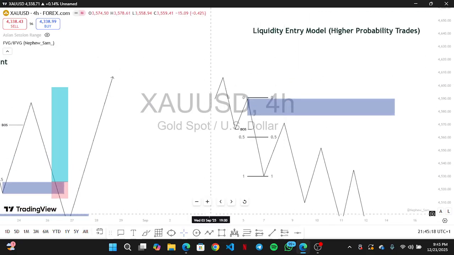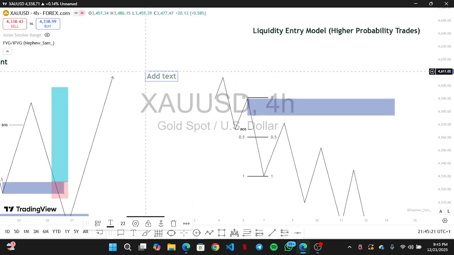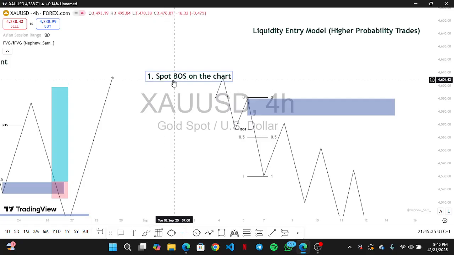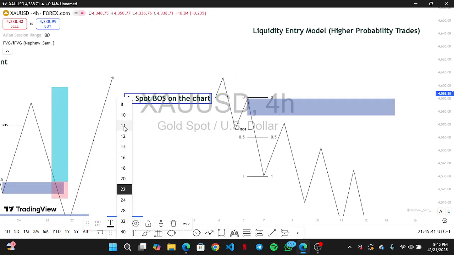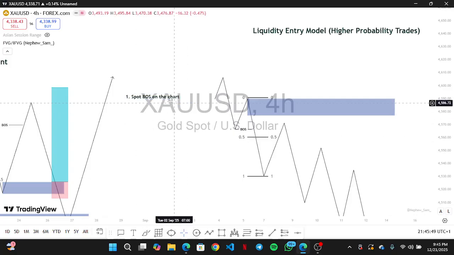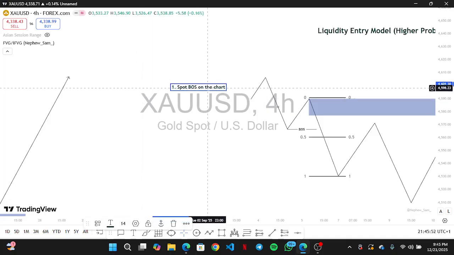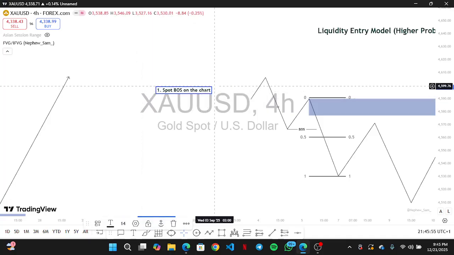Let's just make it a checklist so that you guys can understand or remember things better. Number one, spot break of structures on the chart. Let me reduce the font size because it's too large. Let's reduce it to something like 11. No, it's too small. 18. Nah, 14. So the first rule I tell you guys, spot a BOS on the chart in order to find a valid supply zone or a valid demand zone.